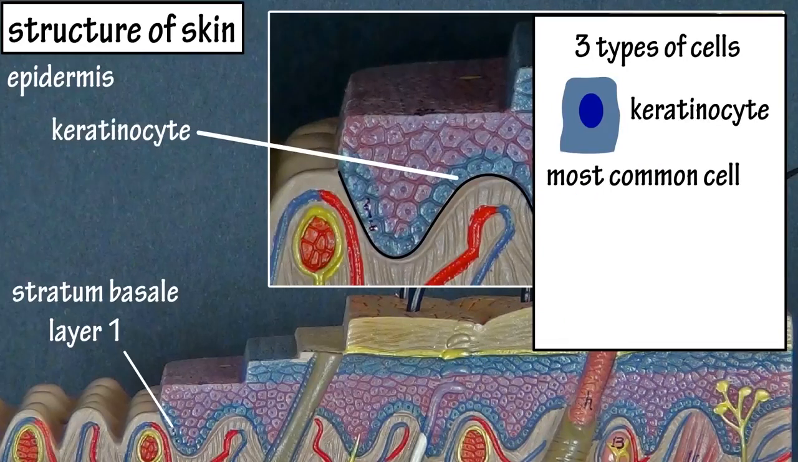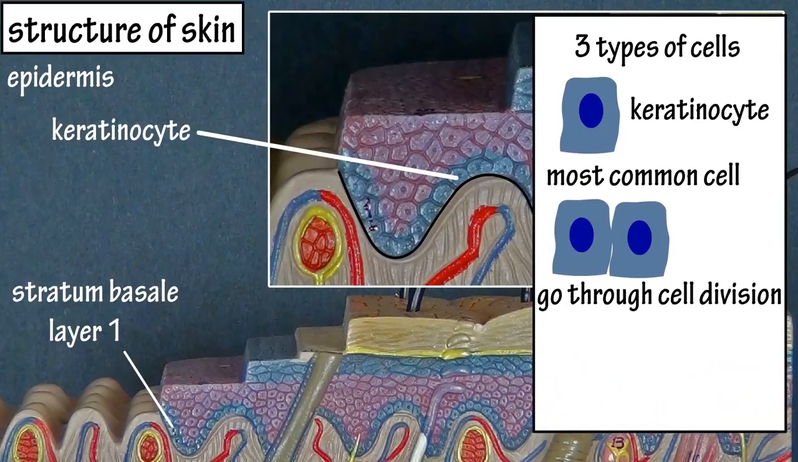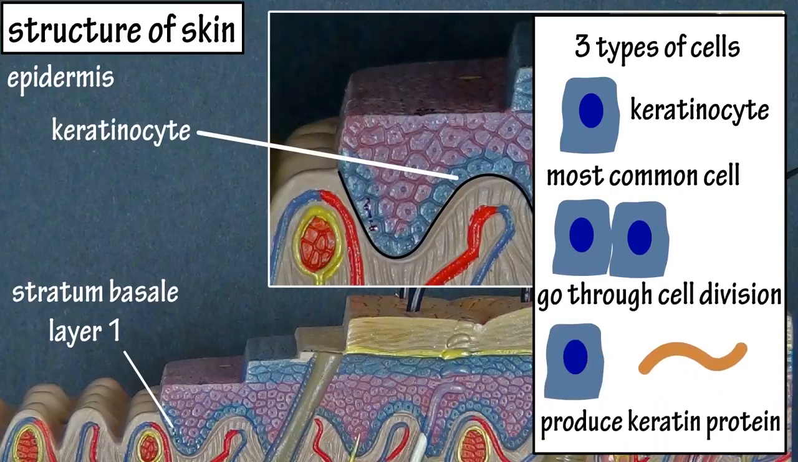Keratinocytes are the most common cell in this layer, and they go through cell division to replace cells that are shed from the surface of the skin. These cells can produce a tough structural protein called keratin, which strengthens the skin and makes it almost waterproof.